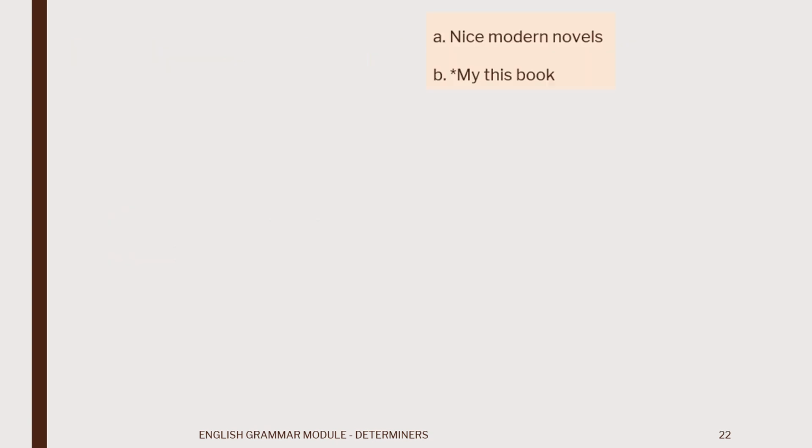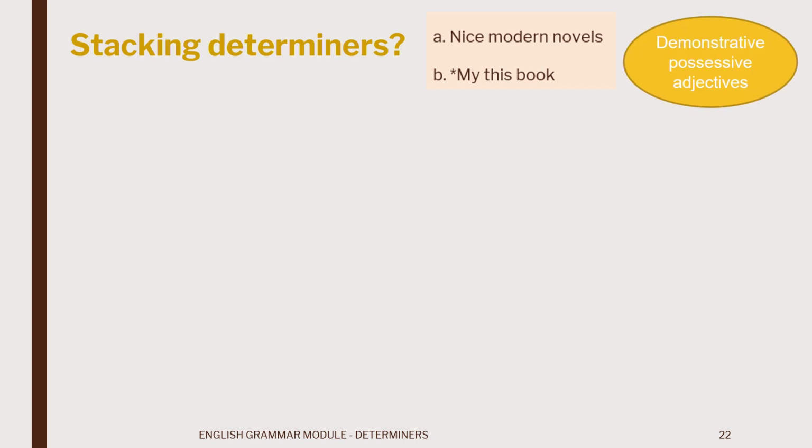In the second set, we will try to see whether determiners can be stacked or not. If we have a look at sentence B, its ungrammaticality indicates that determiners cannot. So, the fact that adjectives such as nice or modern can be stacked in the DP nice modern novels indicates that determiners cannot be part of the word category adjectives and cannot be called either demonstrative or possessive adjectives.